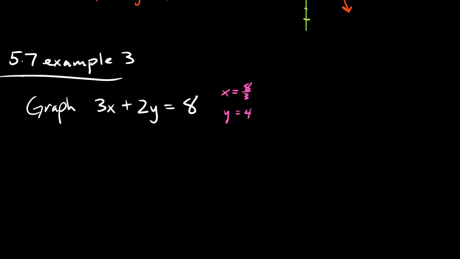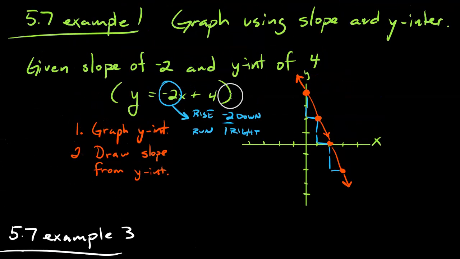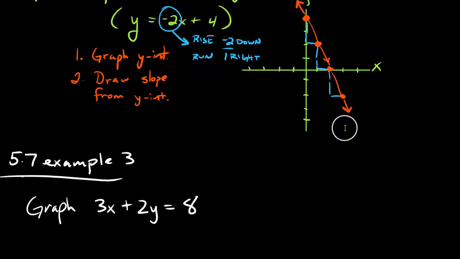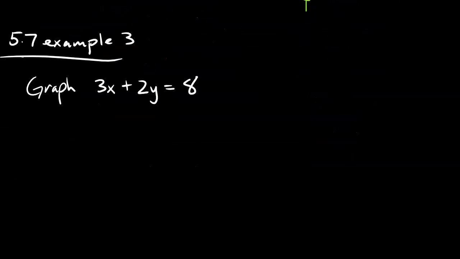Now, the reason this question is in here is because some people hate graphing like this. And that's not an issue. That's not a problem. So if you prefer to graph like the example we just did, then what you're going to want to do is solve this for y. So I would subtract 3x, and then this would say 2y equals 8 minus 3x, and then you're going to divide by 2.